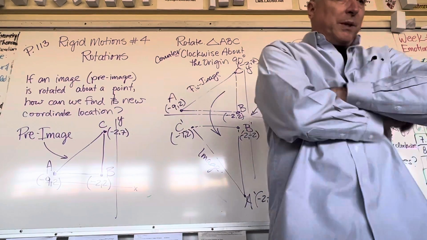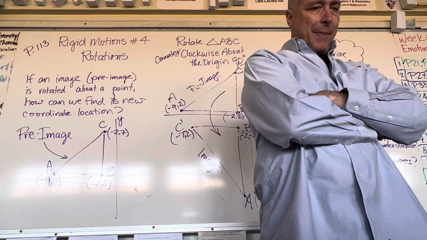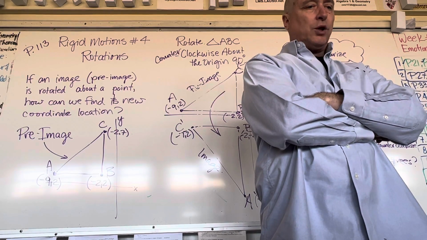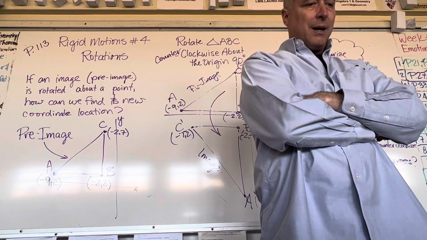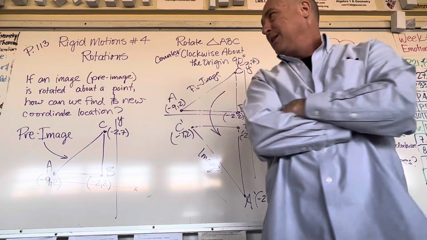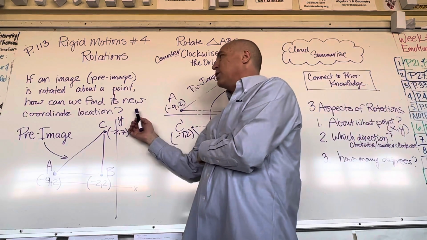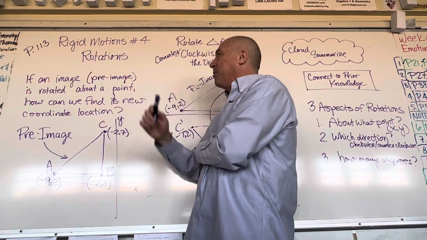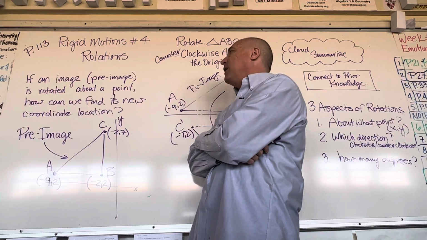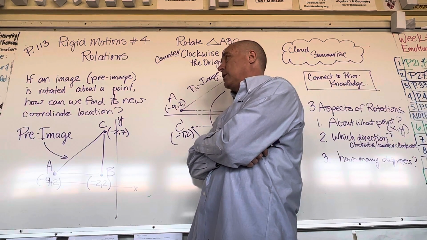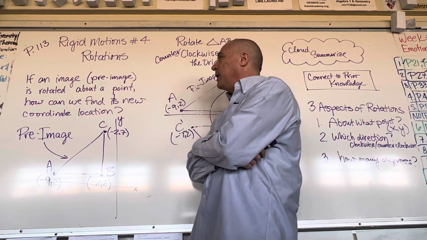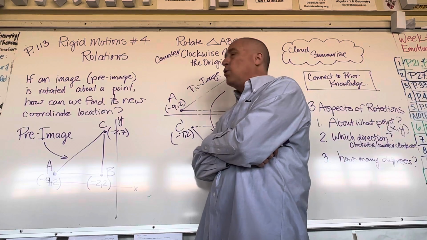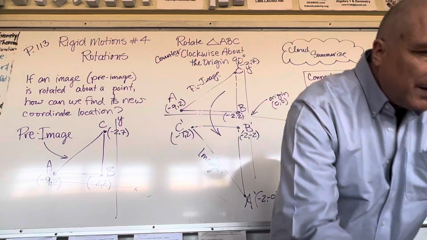We can rotate shapes as long as we know 3 things: about what point to rotate, in which direction to rotate, and how much to rotate, all right? And the original learning question, which I should have started with, but now if we go back and look at it, it is if an image, in this case a pre-image, which is the starting image, is rotated about a point, how can we find its new coordinate location, right?